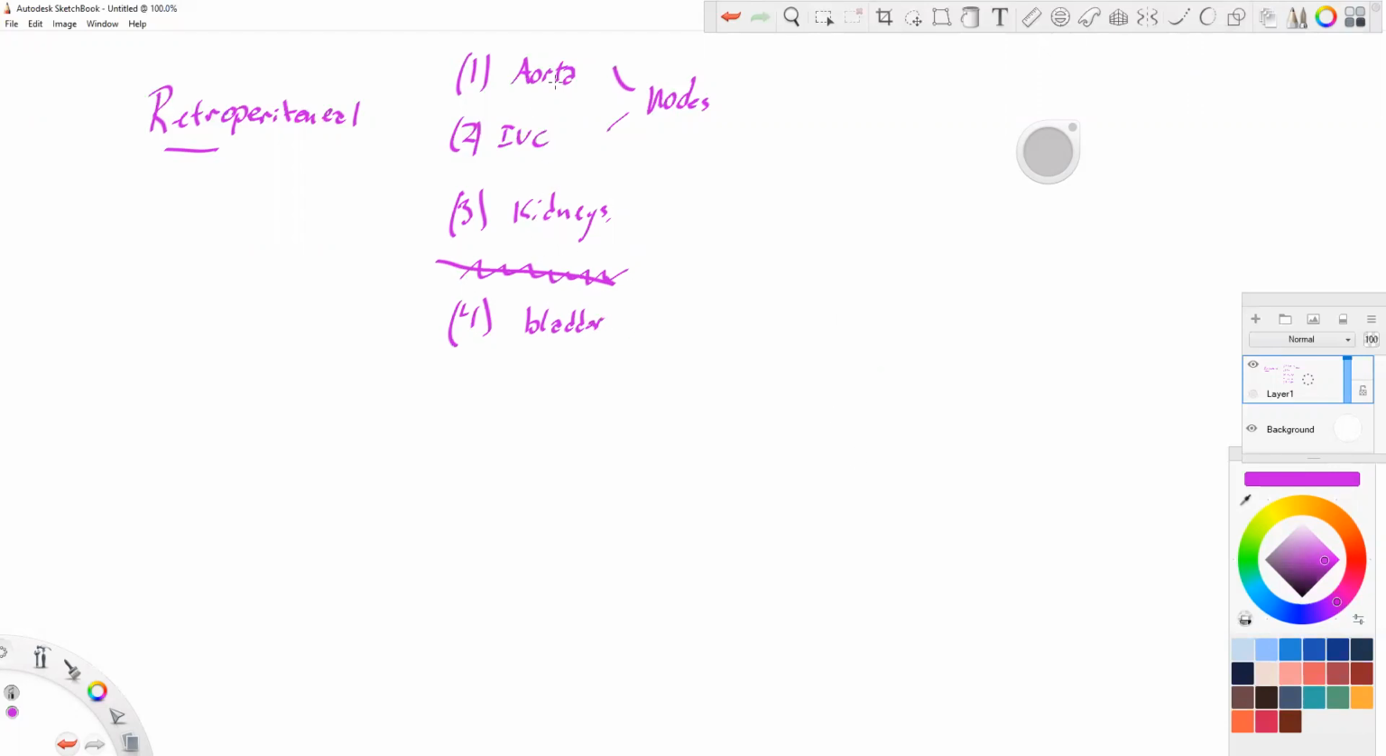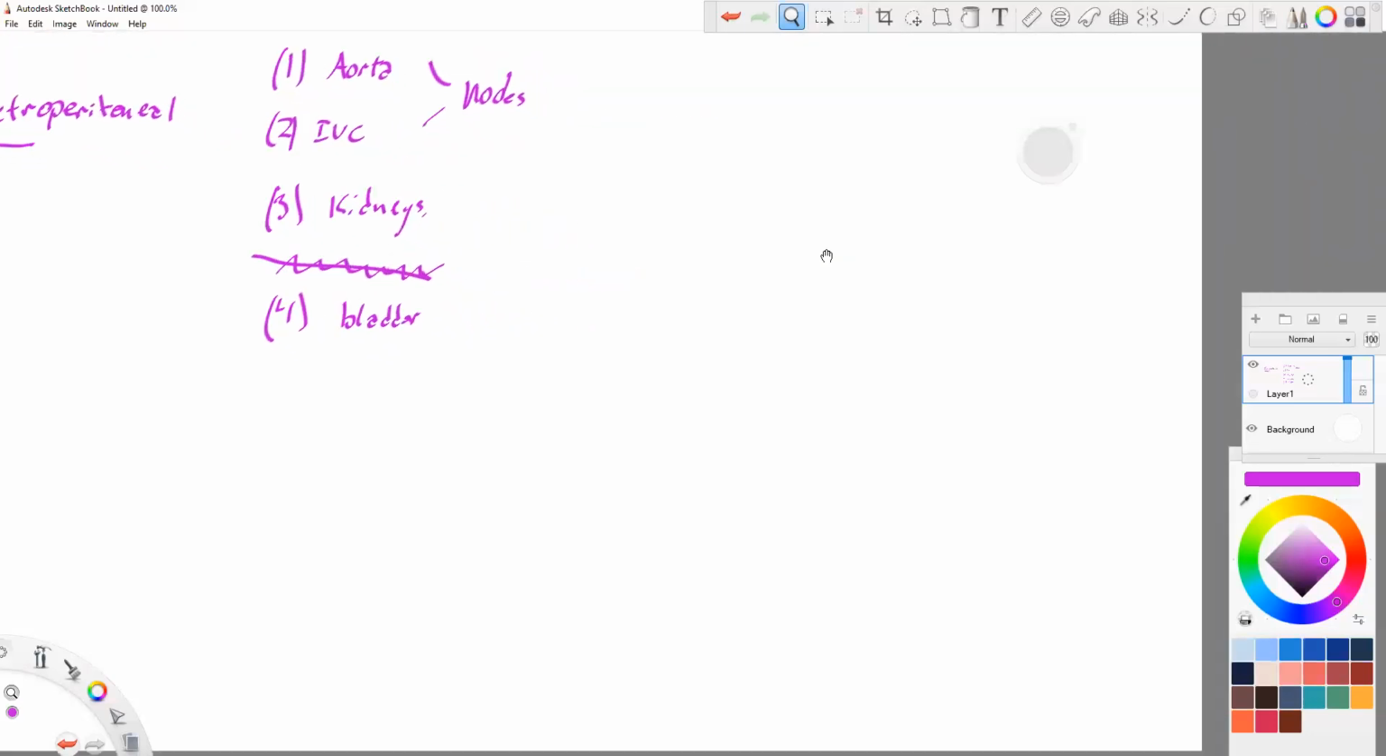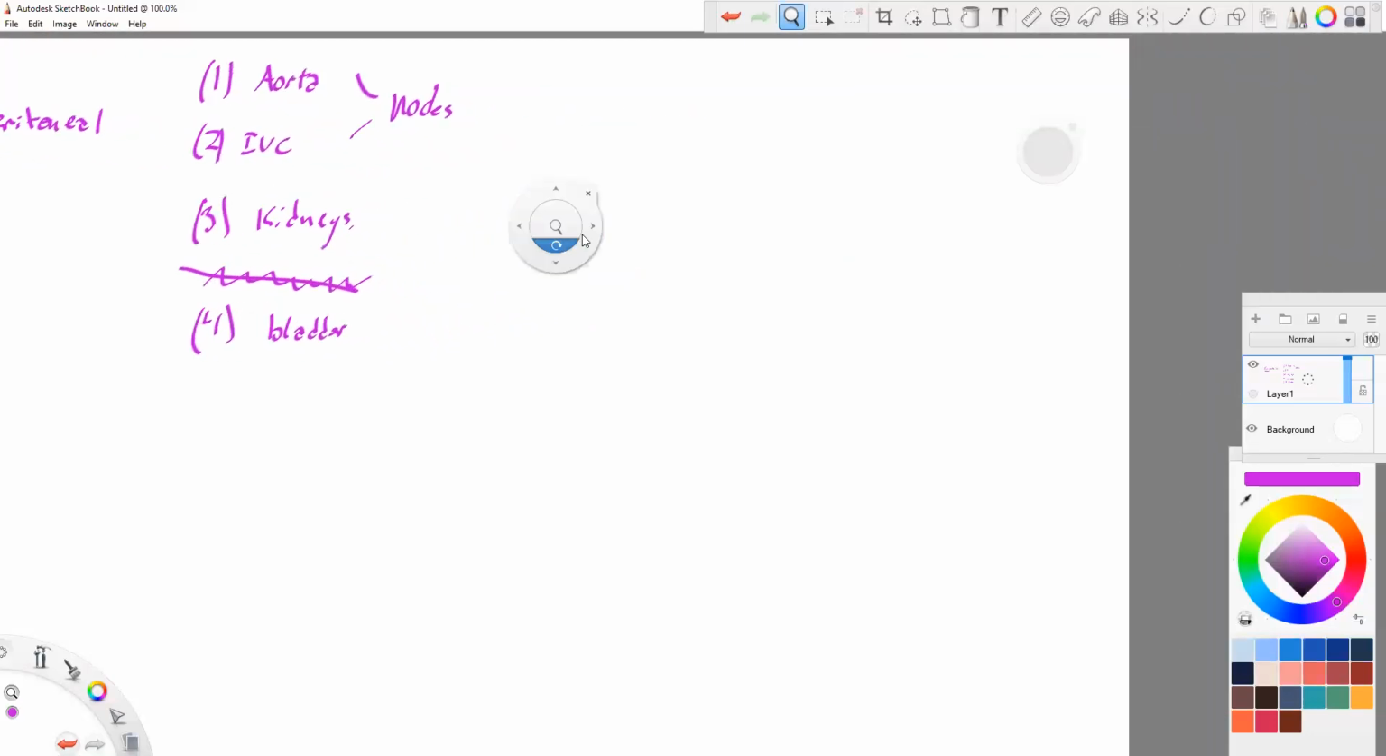But yeah, so aorta, IVC, kidneys, bladder. Now, one of the things that we've mentioned in class, and it seems some of you have a hard time really understanding what I'm saying here. Well, actually, let's start with the aorta. Maybe two to three images of the aorta in sagittal.